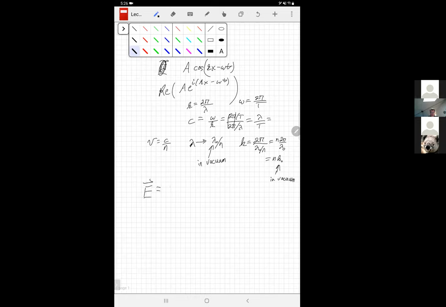So we usually write this as E equals the real part of E naught e to the i (k naught x minus omega t), where E naught is just the value of the electric field at the peak of the wave. It has both a magnitude and a direction because, like we discussed last time, if this is the direction it's traveling in, we've got an oscillating E field, which is perpendicular to the direction of travel, and an oscillating B field.